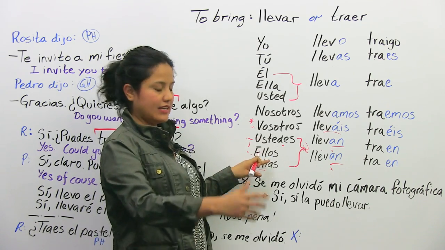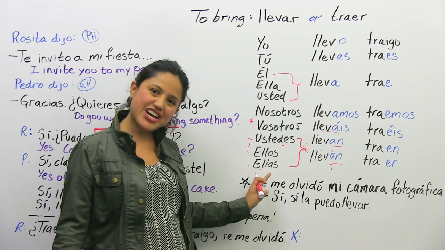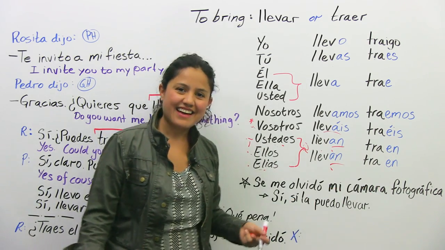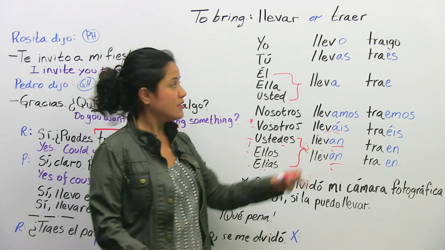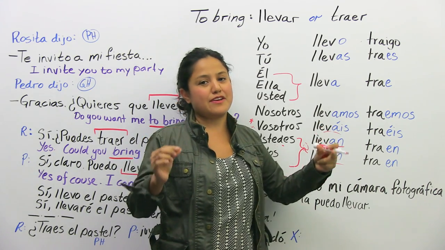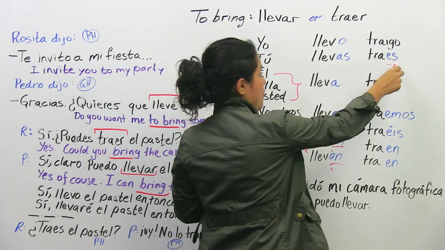You plural in Latin America. Ellos traen. And ellas, they, the females, traen. You see, it is very simple. Only the first one, for traer, it is a little irregular. The rest is the same. You just have to memorize the endings.